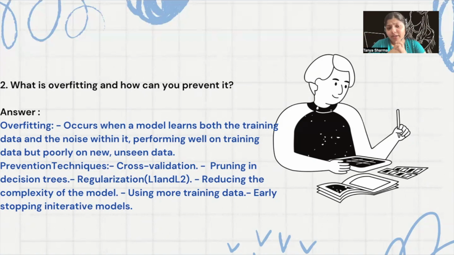There are a couple of techniques we can use. One is cross validation. The next one is regularization, which will reduce the complexity of the model. Using more training data also helps so that you will not get bad results. Another option is early stopping in iterative models, which will help us prevent overfitting.